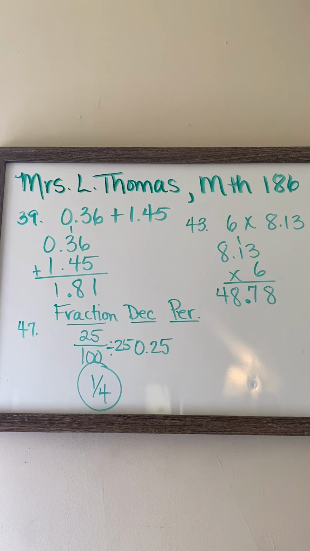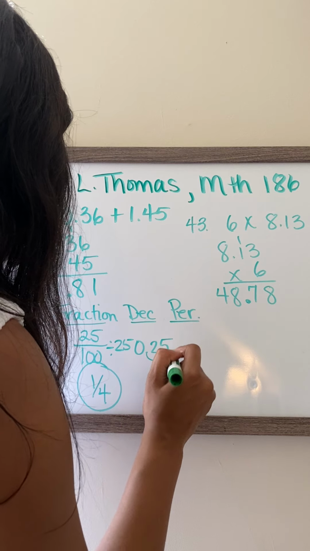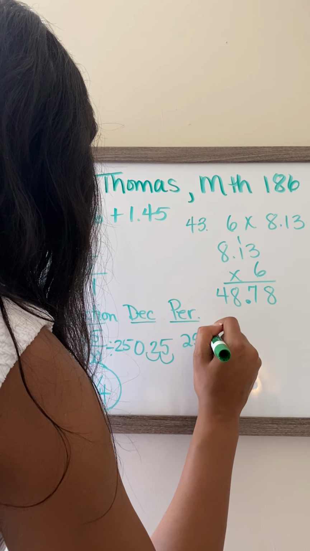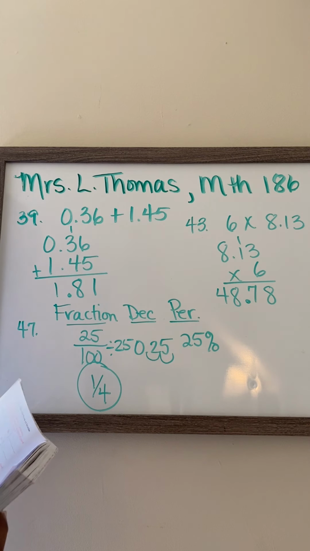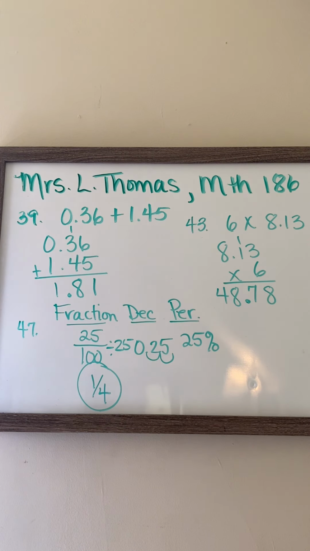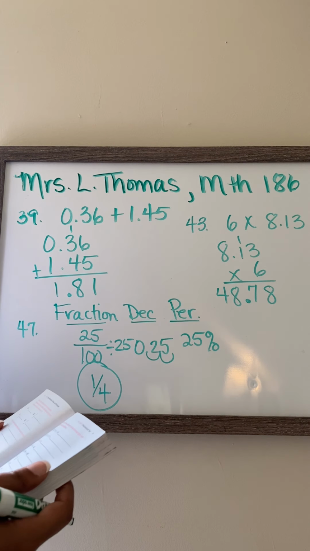Well, what if they said, what is that as a percent? What would you do? I want you to look at that. The only thing you would do is move your decimal 2 places to the right and make this 25%. So the fraction, decimals, and percent kind of coincide with one another. It kind of helps one move to the next step.